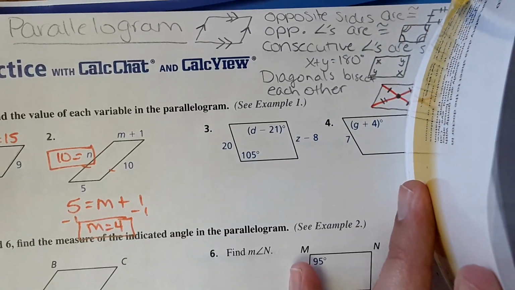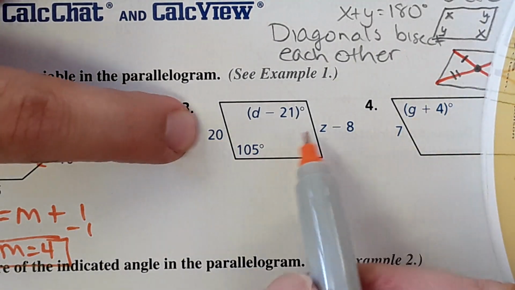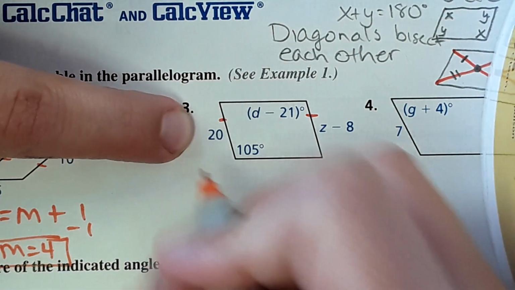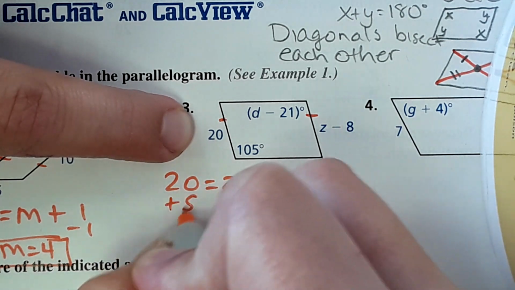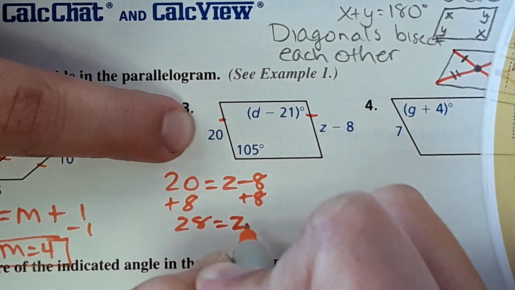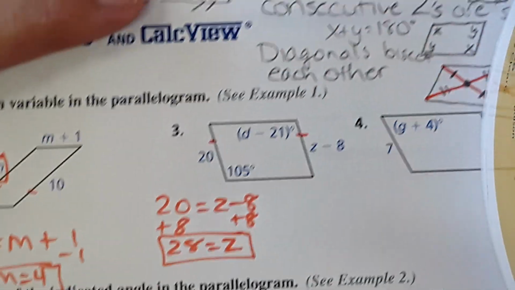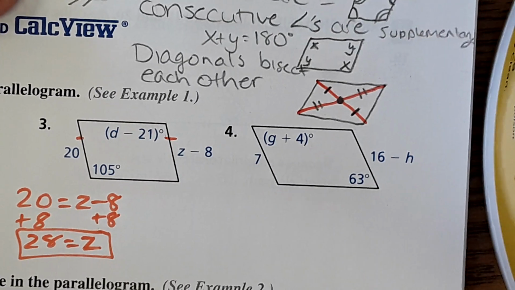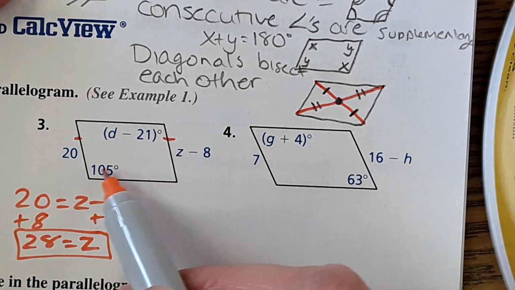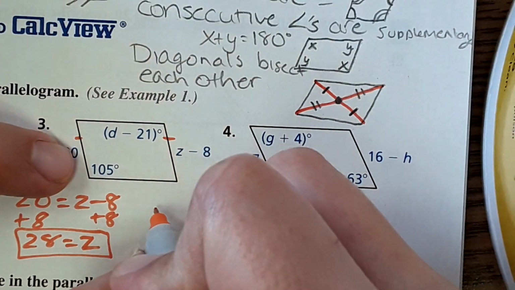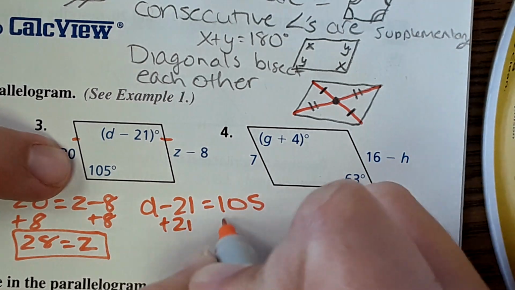Number 3, same idea. Of course, they bring in a little bit more algebra. Opposite sides are equal, so we can put 20 equal to z minus 8. And then here it shows two angle measures. Opposite angles are equal, so we can say, okay, d minus 21 equals 105 and solve.